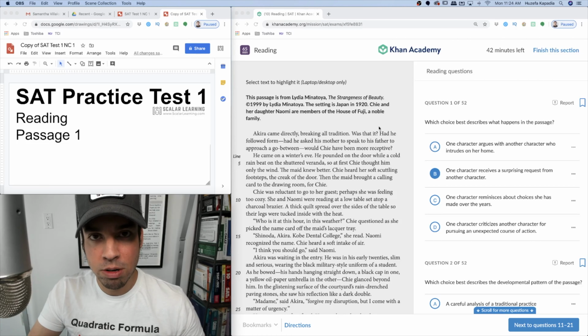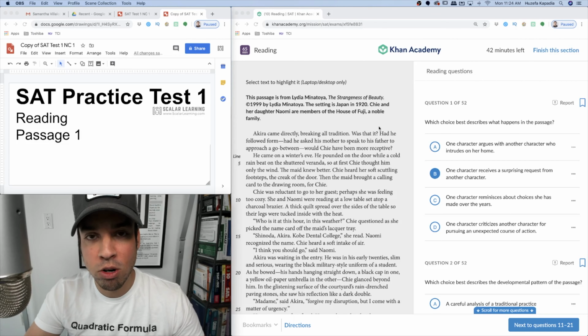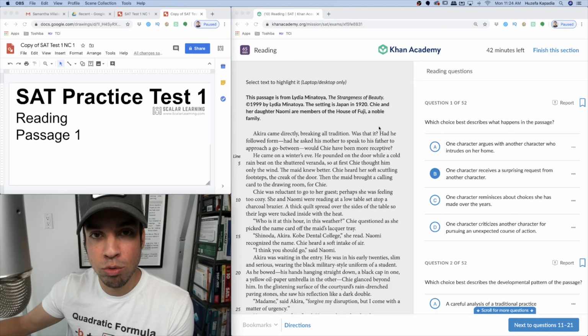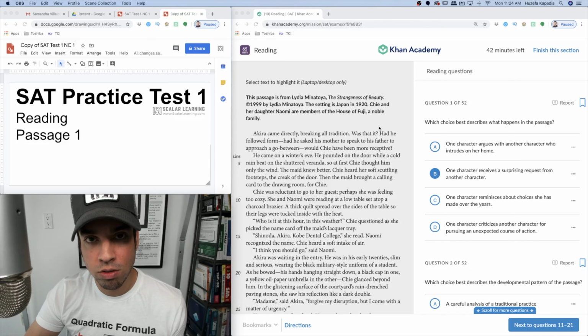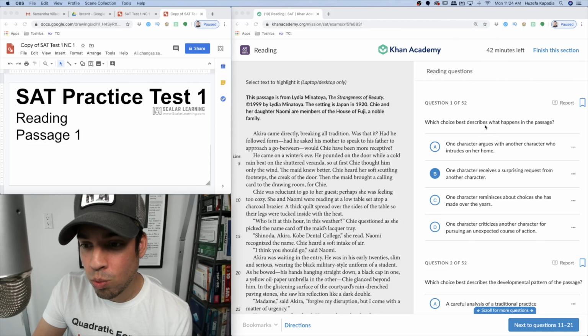The other interesting part about this is that, and it's clearly indicated in the first short paragraph, he's breaking tradition in doing this. So normally you come to understand in the passage that you're supposed to go through your parents, go through a mediator of sorts, and he's not doing that. He's breaking tradition. So that's what this is all about. So it says, which choice best describes what happens in the passage?